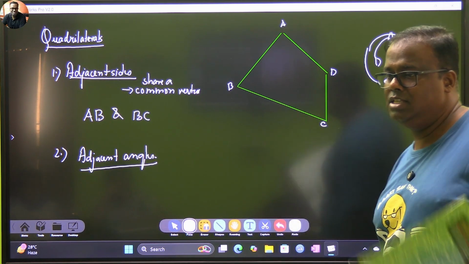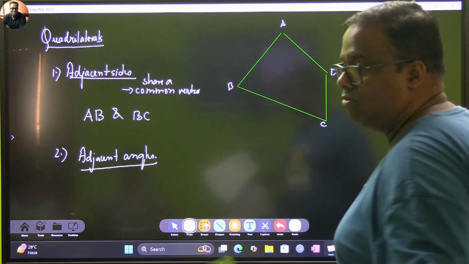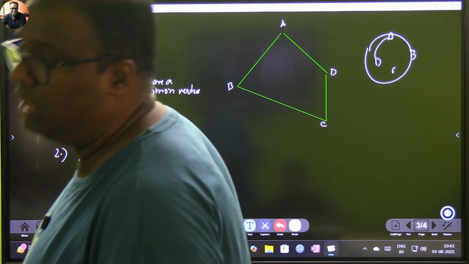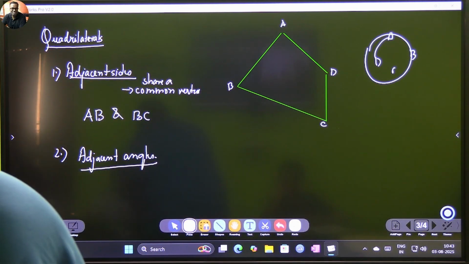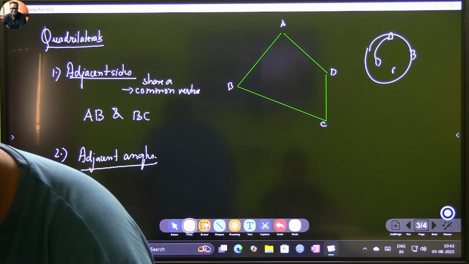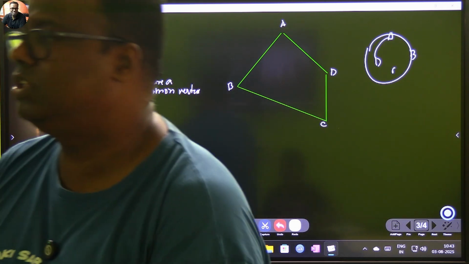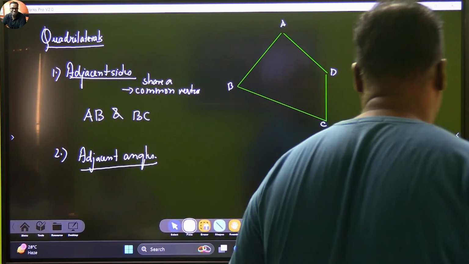This exercise involves problems only from the chapter called Quadrilaterals. So we started bottom up. I'll tell you which questions you will do now. Okay, let's start from question number 3 onwards.